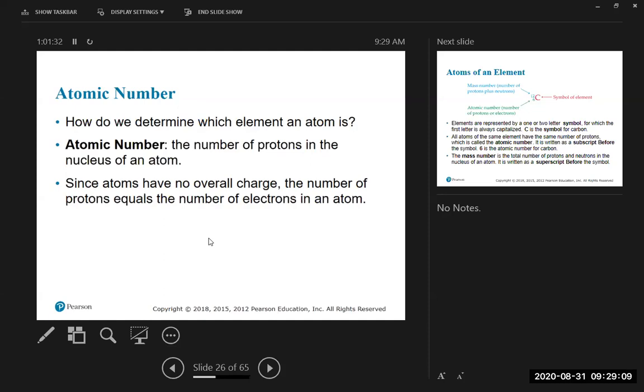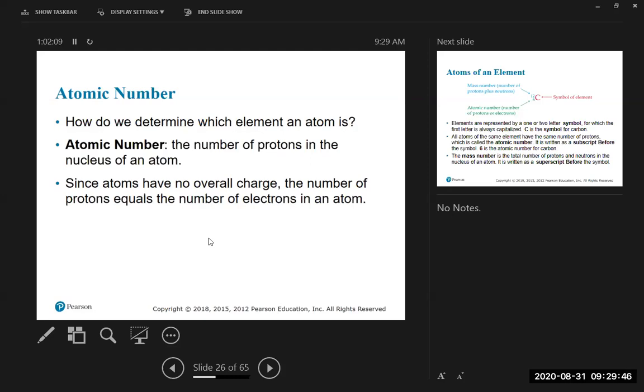So when we talk about elements, every element has an atomic number assigned to it. The atomic number is simply the number of protons in the nucleus of the atom. Remember, we said that the atoms will have a net 0 charge. So if the atomic number is telling us the number of protons, then there has to be the same number of electrons present to balance out that charge so we get a net 0 charge.